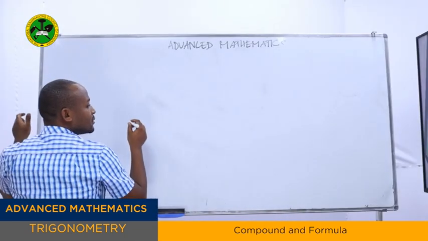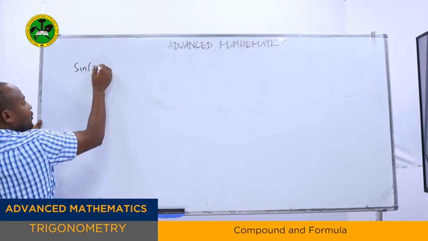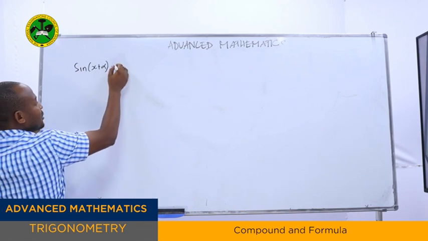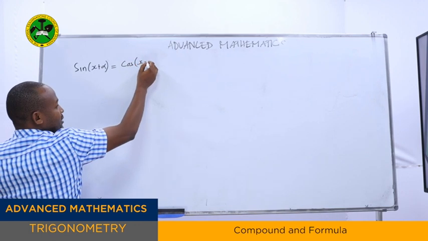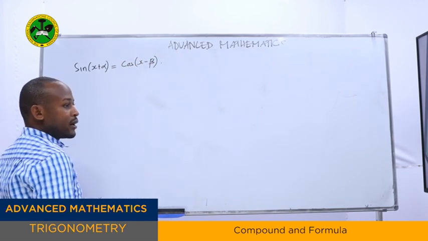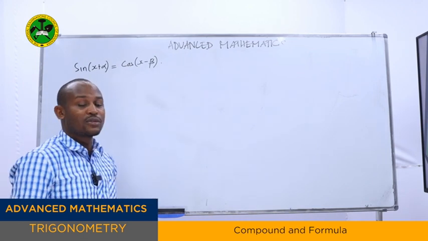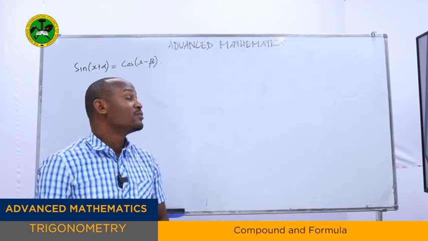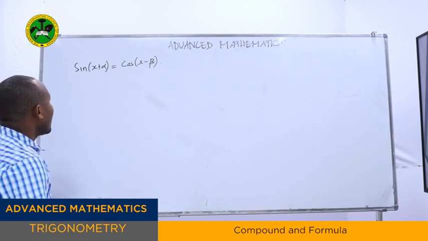Now the question is: sine of x plus alpha is equal to cos of x minus beta. Then we are told to find the tangent of x. Now, as you can see there, these are very simple compound angles. Now, how can we do that?